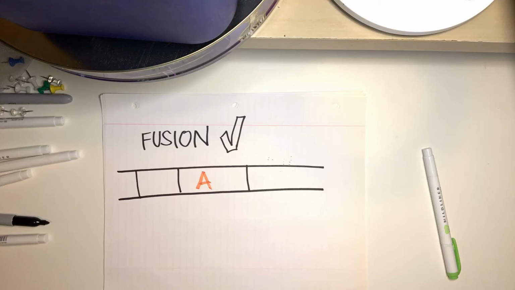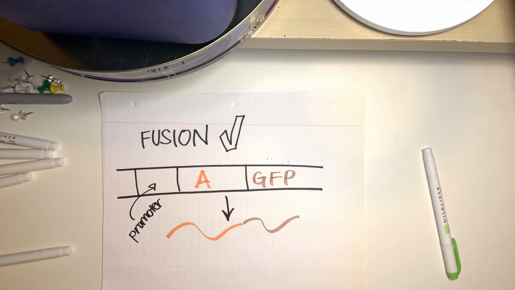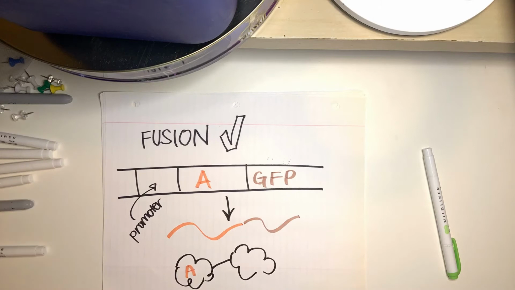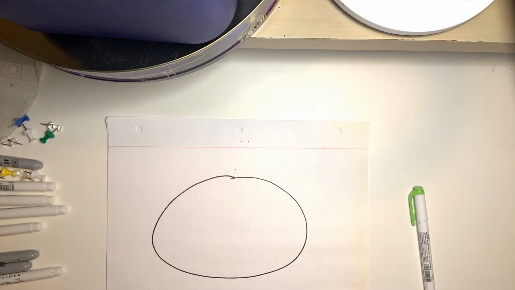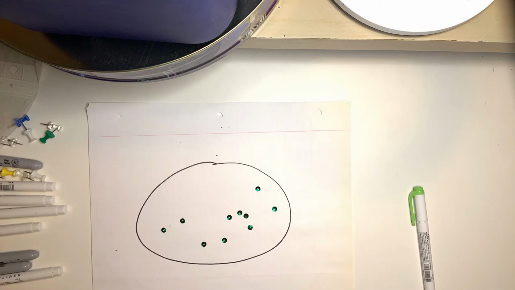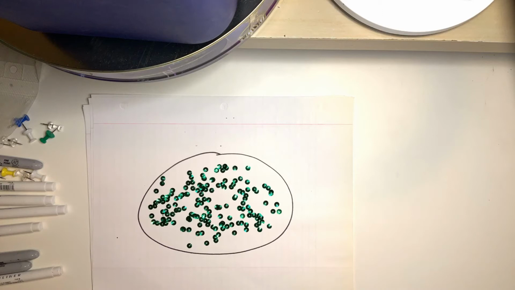You can introduce GFP into the genome by recombination, and so whenever your gene A is expressed and made into a protein, you'll also have a GFP attached to that. Usually a downside to fluorescence is photobleaching. If you expose it to light for too long, you'll lose the color. But in FRAP, we use that to our advantage.